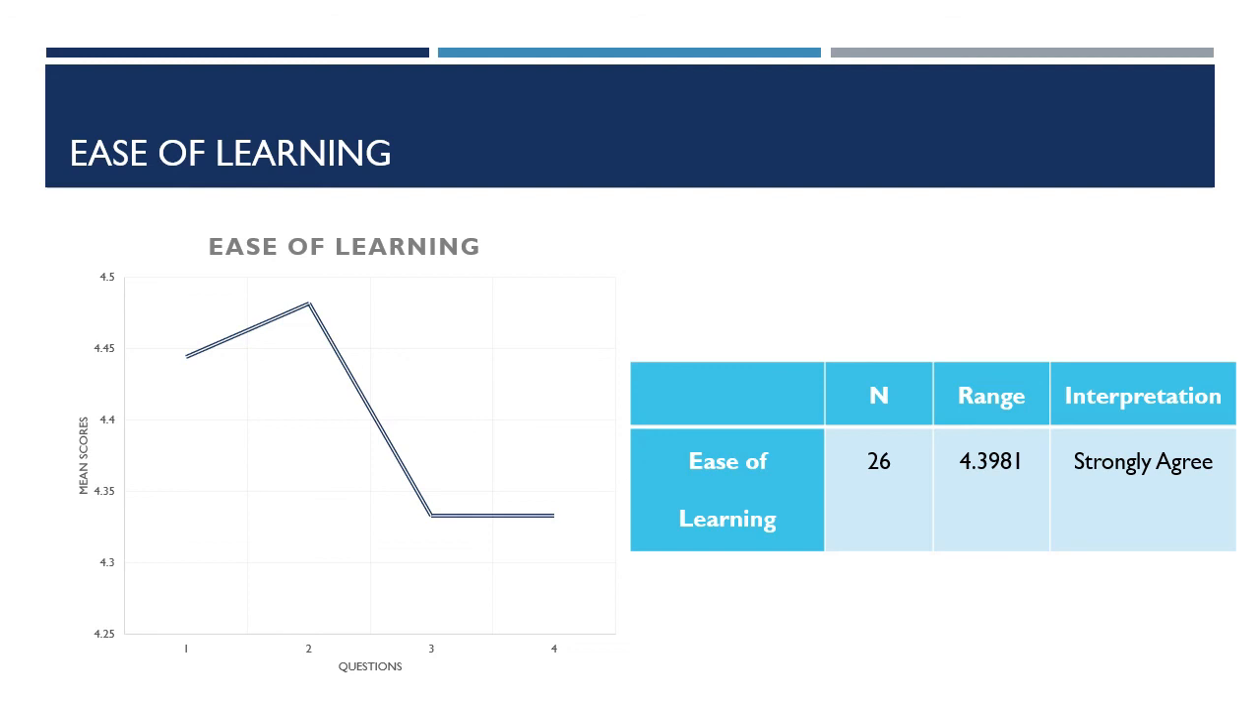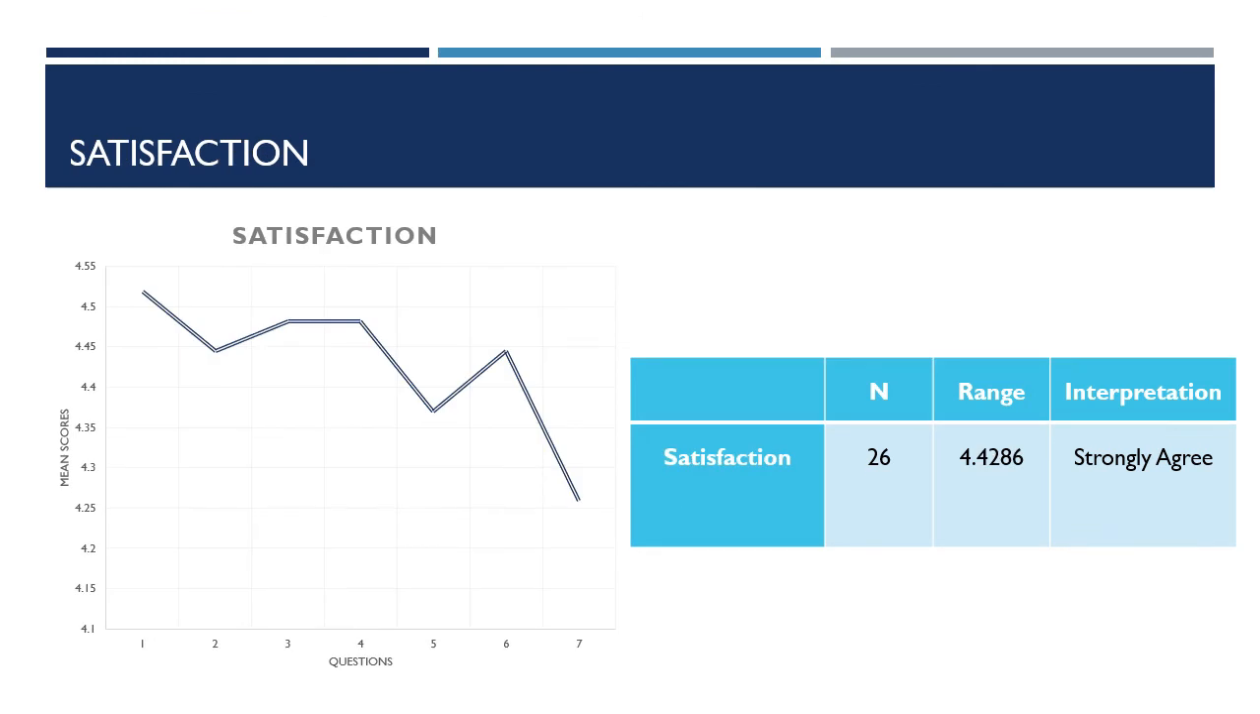On ease of learning, 4 questions and the same number of respondents, 26, we came up with an average mean of 4.3981, which is also interpreted as strongly agree. On satisfaction, where we asked how satisfied the users were with our system, we came up with an average mean of 4.42, which is also interpreted as strongly agree.